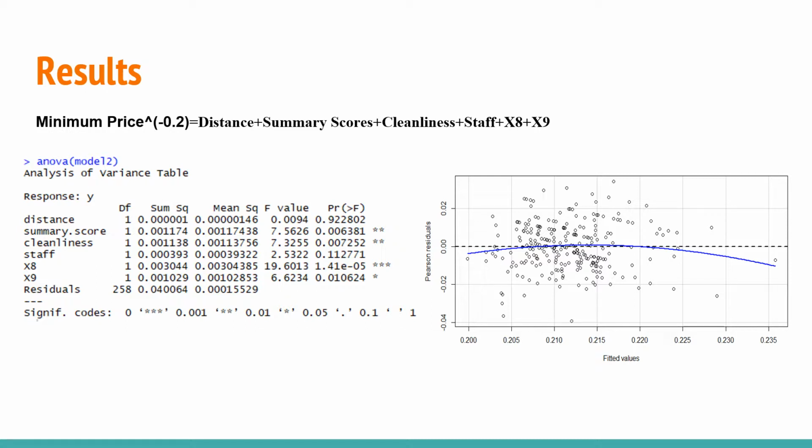On the right is the residual plot. From the plot, we can see that there is no non-constant variance problem, and the best fitted line is nearly a straight line, which means there is no dependence between the variables and the y value, which means our model has a good fit.